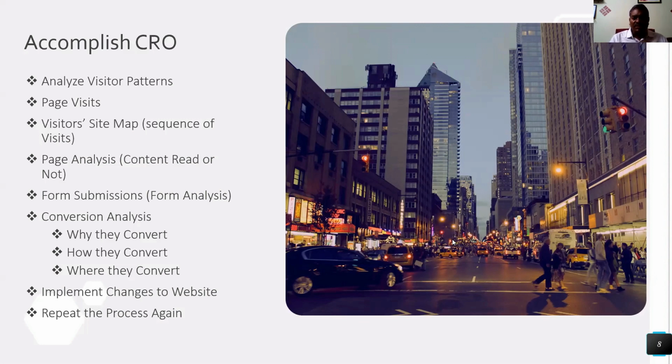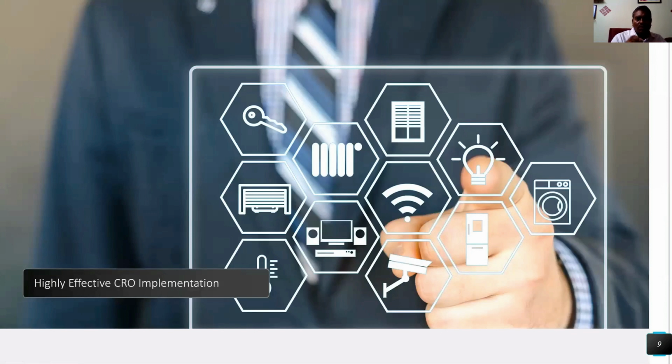You have to change the website for that, and you have to repeat this process again, doing another analysis. You have to be constantly in touch with the market and how it behaves, and how it behaves within your website. So that is how you accomplish a normal CRO. Okay, so how can you actually get to a highly effective CRO implementation?